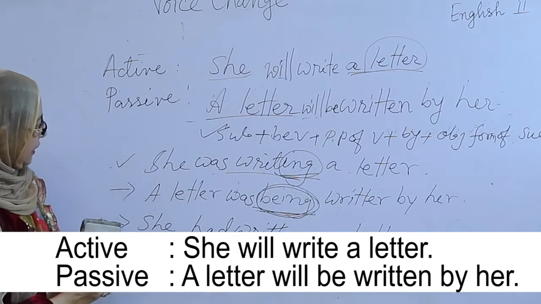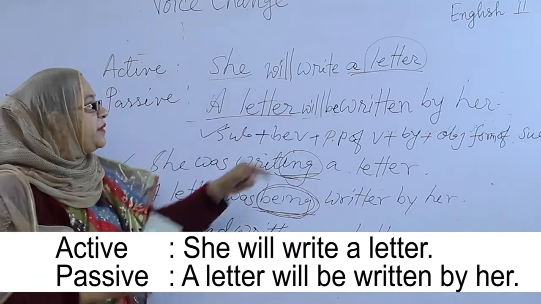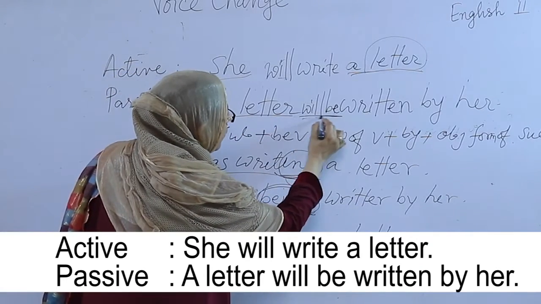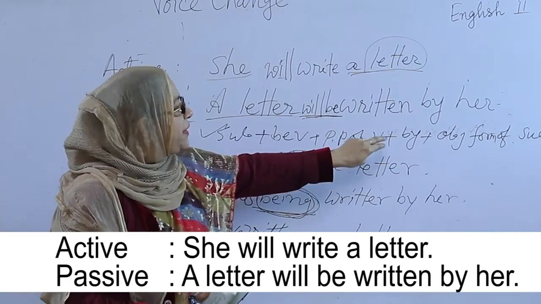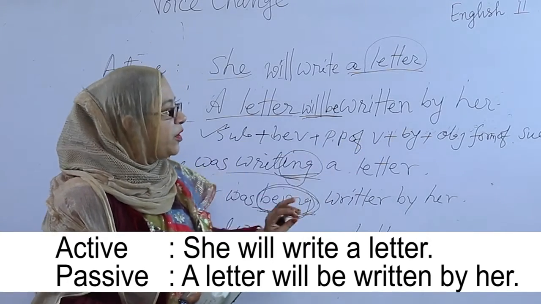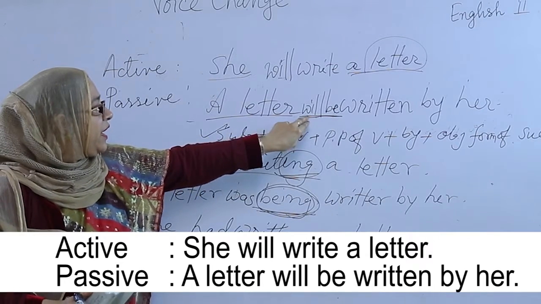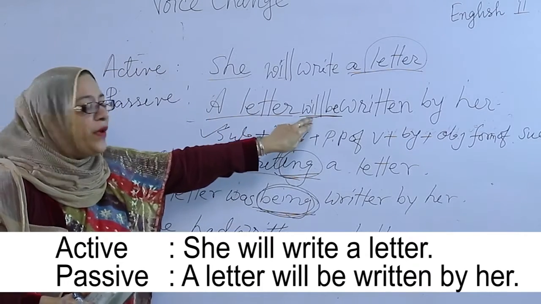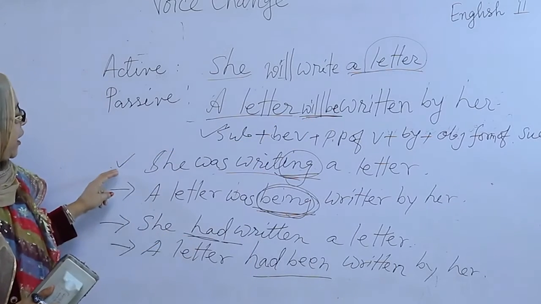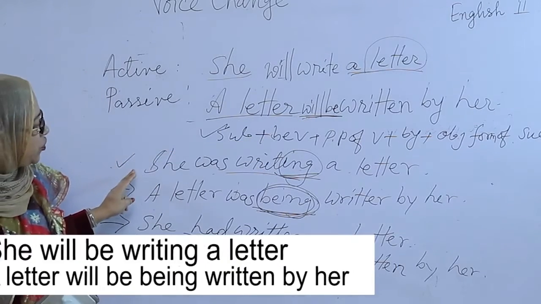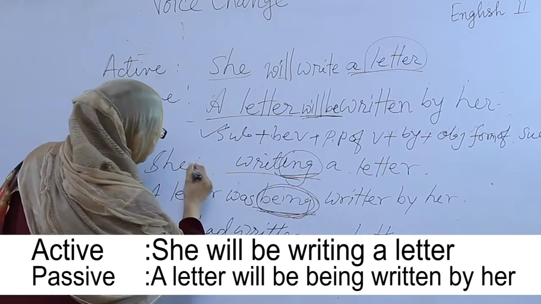And look at the board, the structure: subject plus be verb. This is the be verb. Will be: a letter will be written, past participle form of the verb plus by plus the objective form of the subject. Only I changed will be. Then I will turn it into future continuous. She will be.